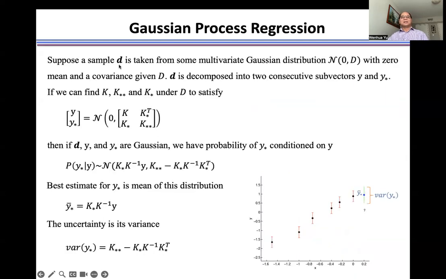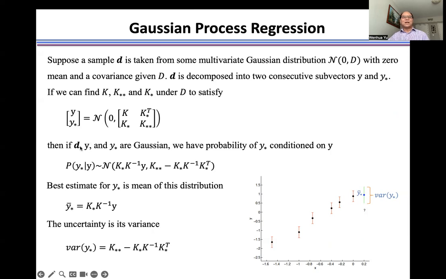And then let's see what's the idea behind this Gaussian process. Suppose we have a sample from a multivariate Gaussian distribution. Here the mean is equal to 0, as we mentioned. D is the covariance of the Gaussian process. And then now we can split this into two subvectors, y and y star. And then if we define k double star, k star under D, we get this Gaussian process matrix.